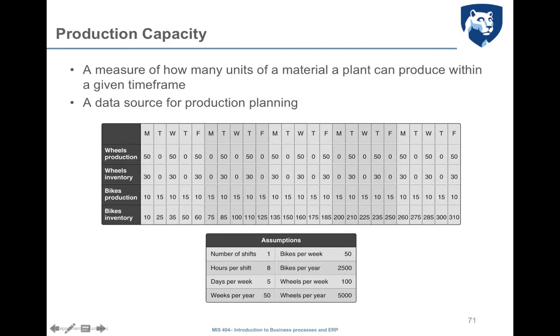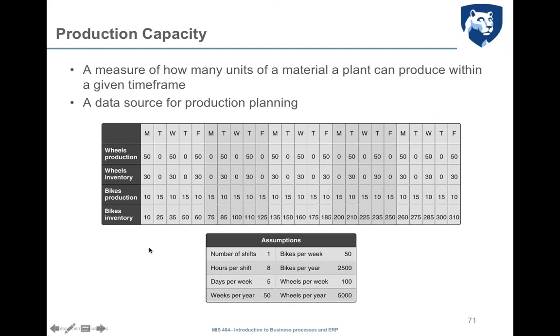A second important concept to remember is the one of production capacity. In addition to indicating how and from which materials finished goods or semi-finished goods are produced, the data contained in bill of material, work center, and routings are used to determine production capacity. Production capacity is a measure of how many units of a product a plant can produce within a given time frame. For example, the JBI Dallas plant can produce 10 bikes and 15 wheel assemblies per day.